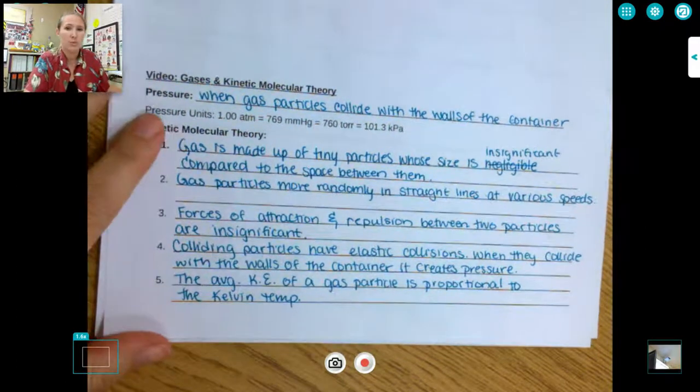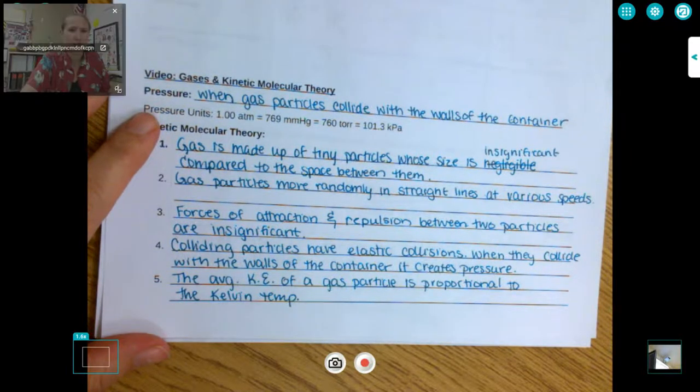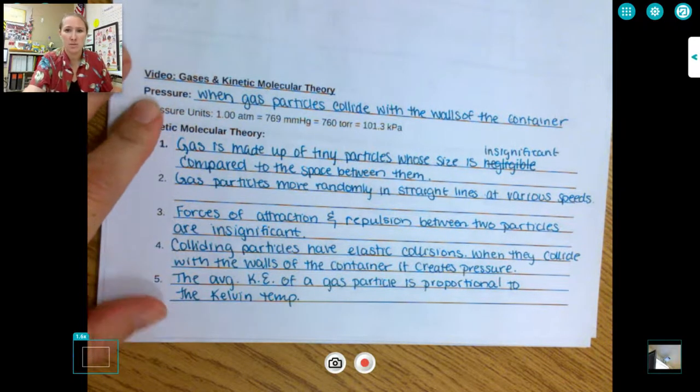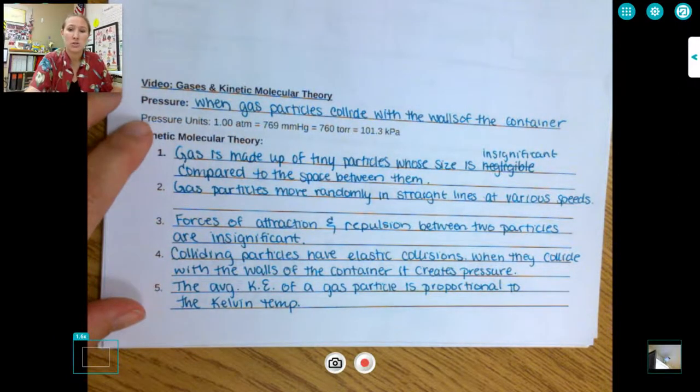So as we know, pressure is when gas particles collide with the walls of the container. That is pressure. It's really the collisions of the gas molecules with the container. And we have our pressure units.